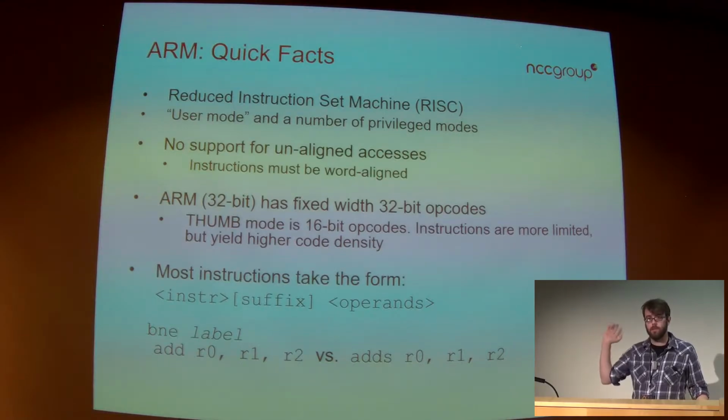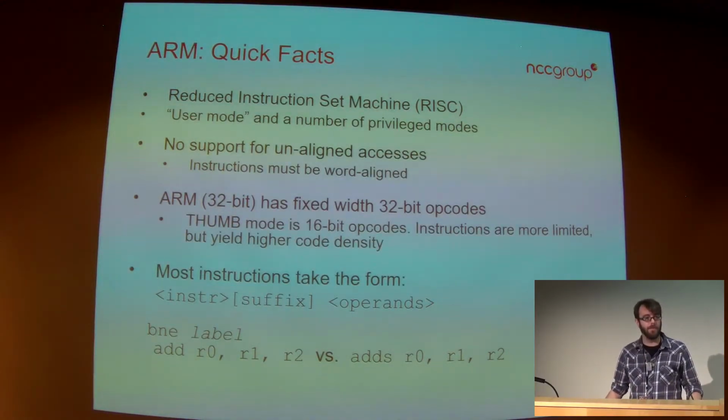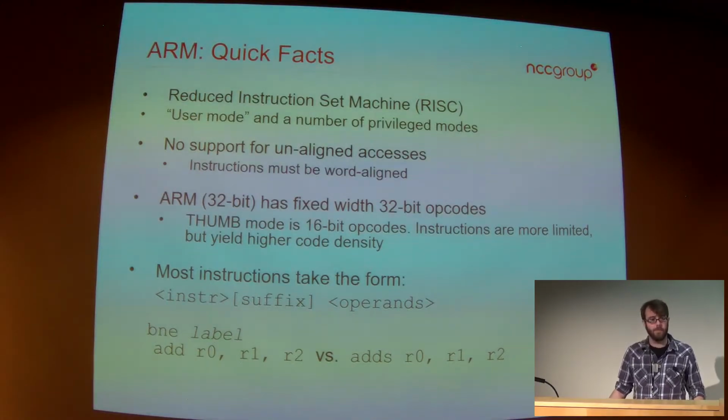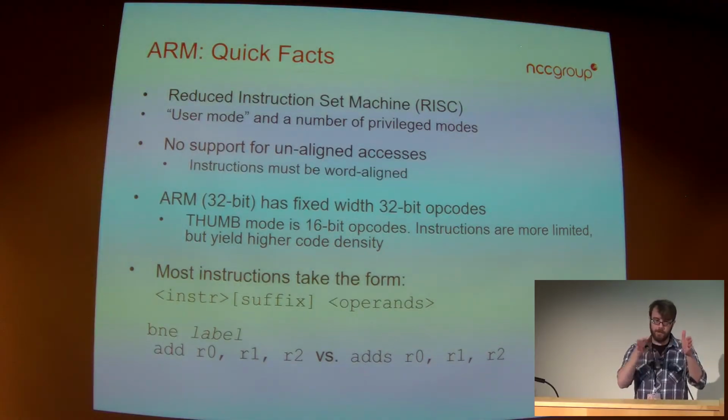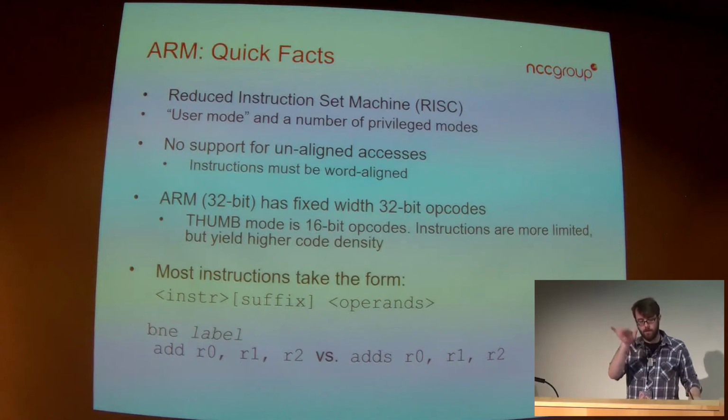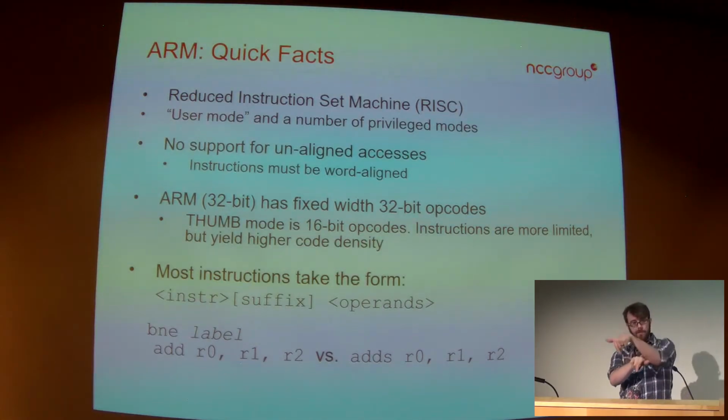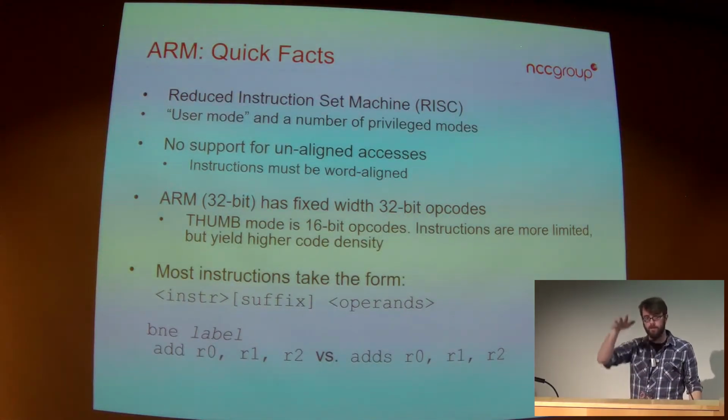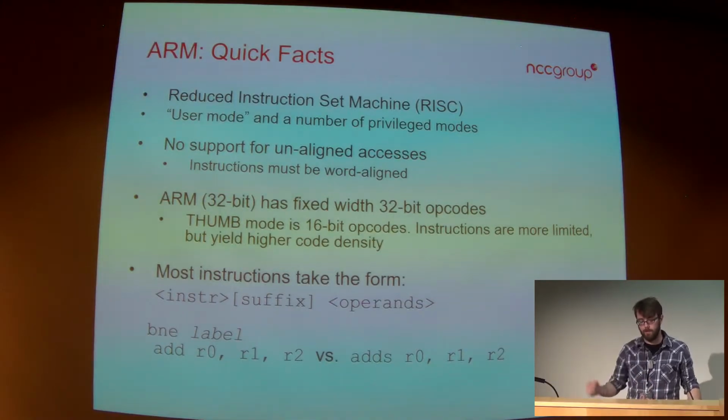How many people have read the IDA book? All right, so you probably know the trick for fooling crappy disassemblers that do just one pass through: put a couple of garbage bytes in your code and then jump into the middle of an instruction and go from there. If something's doing just one pass to disassemble it, it's not going to succeed. You can't do that in ARM. So sad.